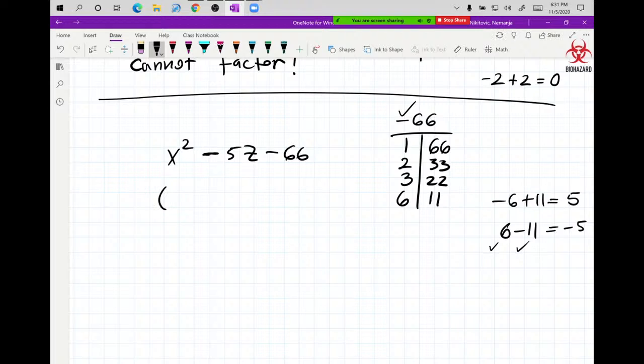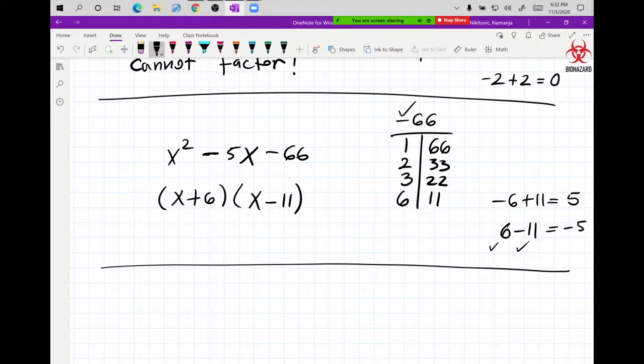And we just write x plus 6. Oh, sorry. I have x and z's mixed up. x. So x squared minus 5x minus 66. Okay, so x plus 6 and x minus 11. Well, perfect. Now we're going to have 2x squared plus 8x minus 10.